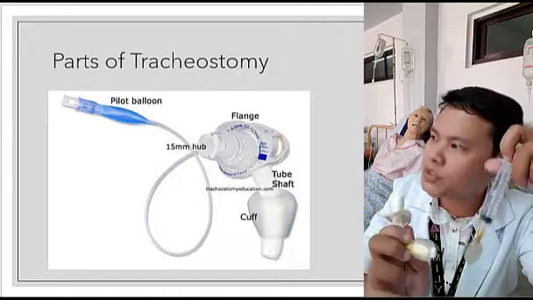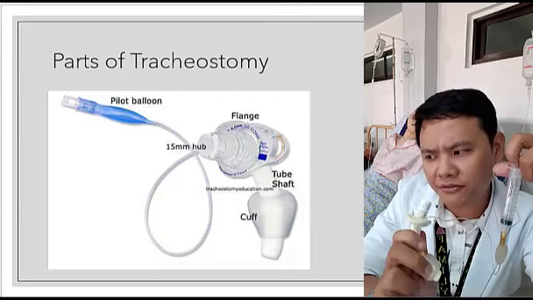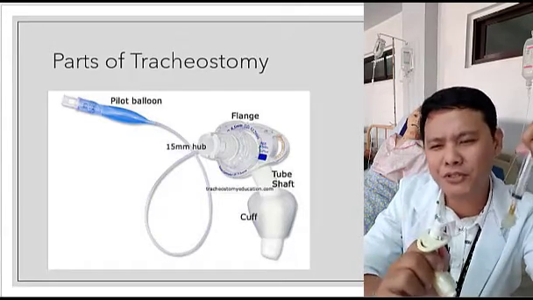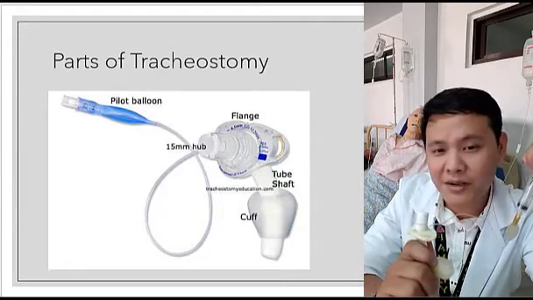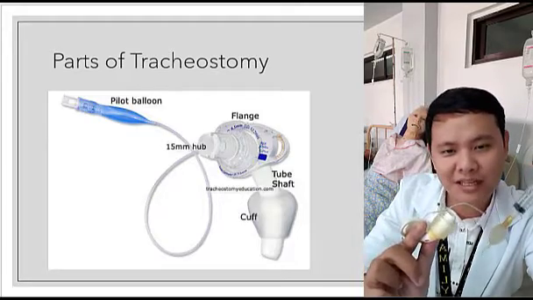Kung matatandaan ninyo doon sa may Foley catheterization natin, ang ginagamit natin to inflate the balloon is water. Bakit? If ever na pumutok po yun, saan mapupunta? Sa may urinary bladder. Walang problema ron. Hindi tayo magamit doon ng hangin kasi delikado. But for this one, hangin din po ang gagamitin natin and not water.